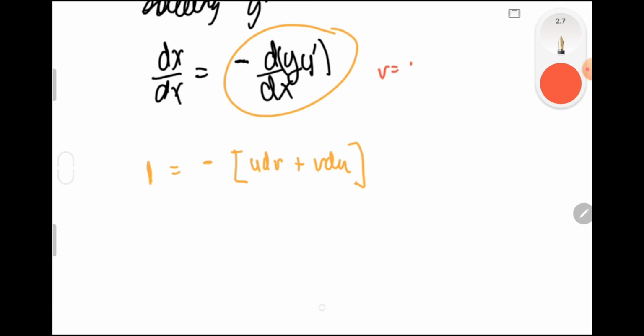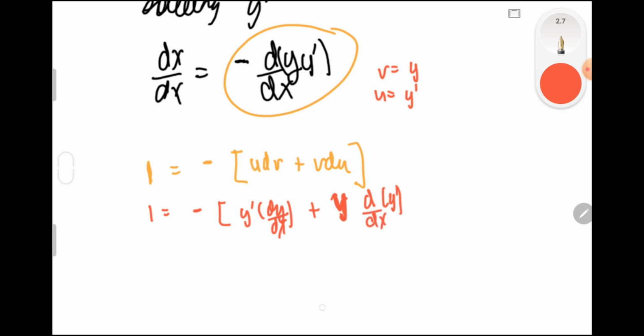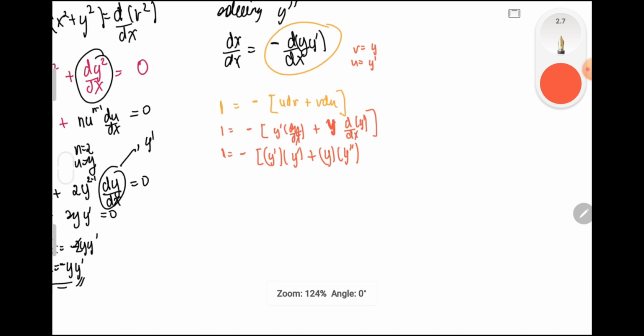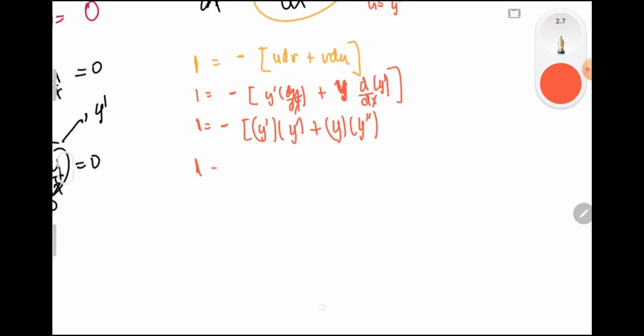So in this scenario, our v will be equal to y and our u will be equal to y prime. So, therefore, we have 1 equals negative multiplied by u, which is equal to y prime, multiplied by dv, the derivative of y with respect to x, plus v, which is equal to y, multiplied by the derivative of y prime with respect to x. So from here, we'll have 1 equals negative multiplied by y prime multiplied by the derivative of y with respect to x, which is y prime, plus y multiplied by the derivative of y prime with respect to x, which is y double prime. So from here, we may say that we will have 1 equals negative y prime squared plus y y double prime.